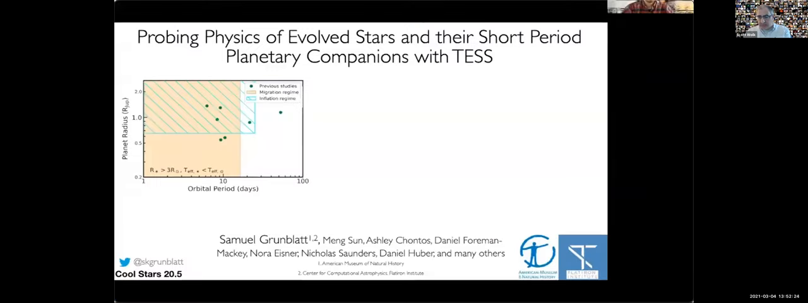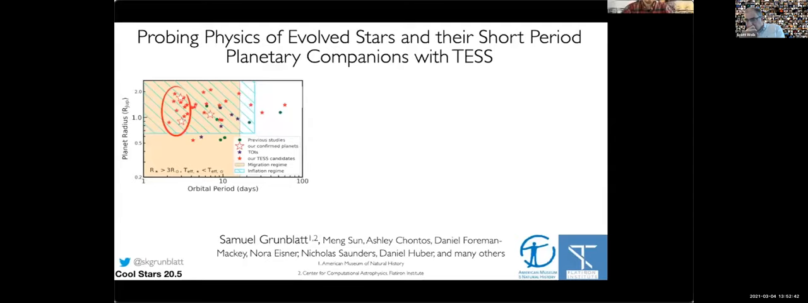For a long time, short period planets around evolved stars have been underappreciated and underexplored. But thanks to the NASA TESS mission, we now know of more of these systems than ever before. And some of these new systems have incredibly short periods as well, implying that they're very susceptible to orbital decay.